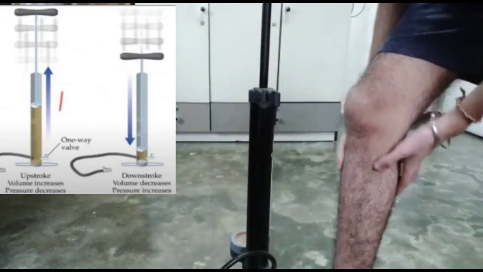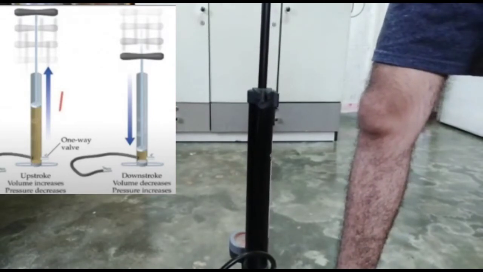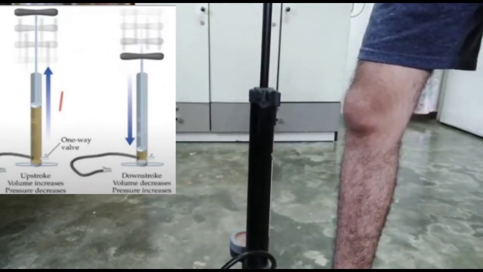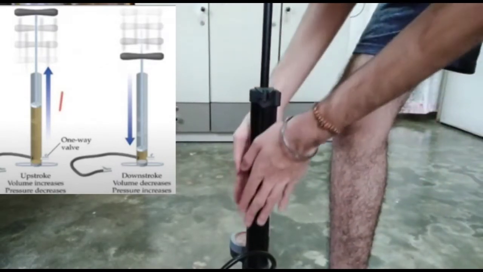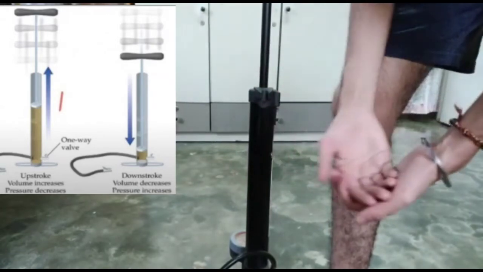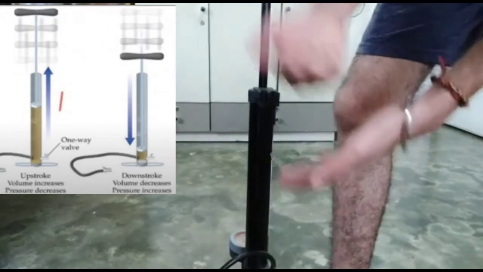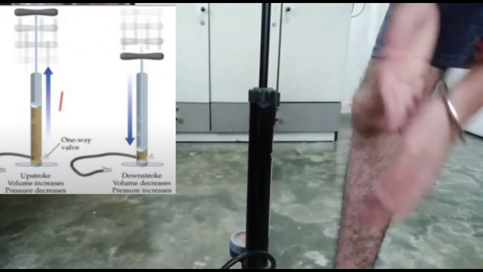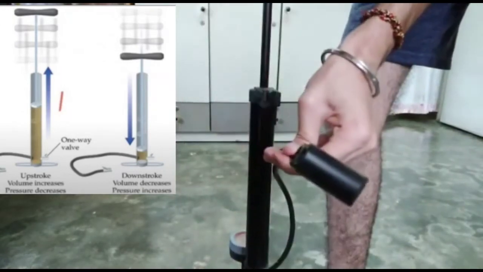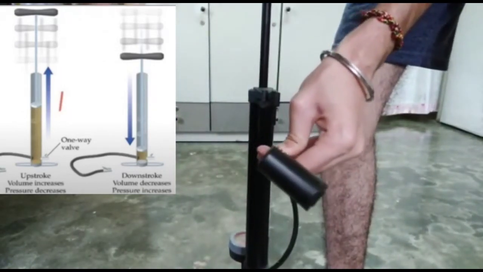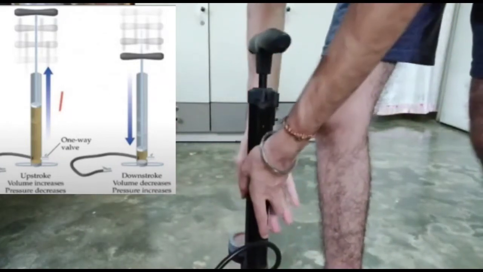Now, I'm going to do the same thing but push the handle downwards. As I push the handle downwards, what is happening in the cylinder is that the volume of the cylinder gets smaller. When the volume of the cylinder gets smaller, the pressure in the cylinder increases because the air molecules are getting compressed. This causes the gas to be forced out of this nozzle as I push it downwards, and it releases, of course, some sound. So that's how Boyle's law works in the bicycle pump.